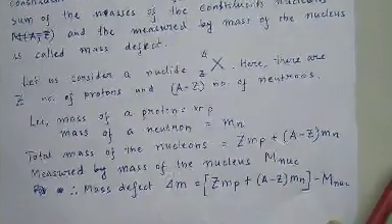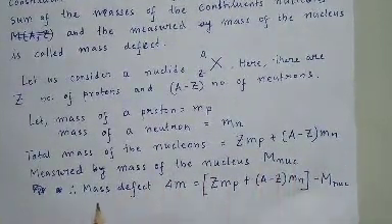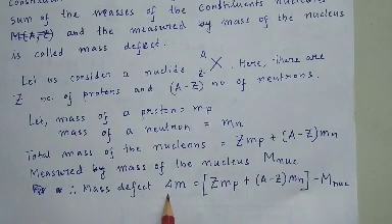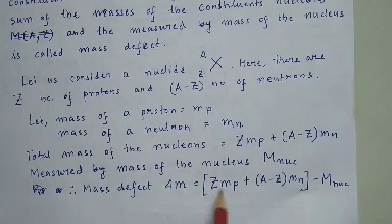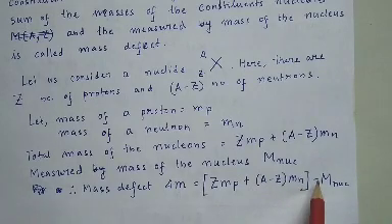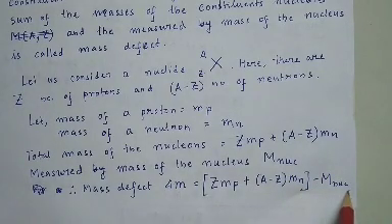nucleus, capital M nucleus. So according to the definition, the mass defect denoted by delta M is the difference between the total mass of the nucleons and the measured or the actual mass of the nucleus. So formula of mass defect is delta M is the total mass of nucleons minus actual or original or measured mass of the nucleus.